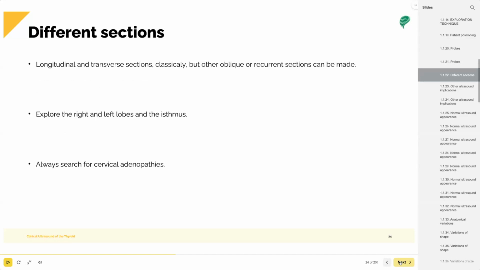In terms of sections, we usually scan in longitudinal and transverse sections. In general, there are infinite sections that can be made. So I encourage you to scan up and down, left and right, anterior, posterior, and as many cross sections as you can to make sure that you are thoroughly exploring the thyroid. So you would hold your probe in multiple directions, longitudinal and transverse, and just scan straight across, straight up and down.